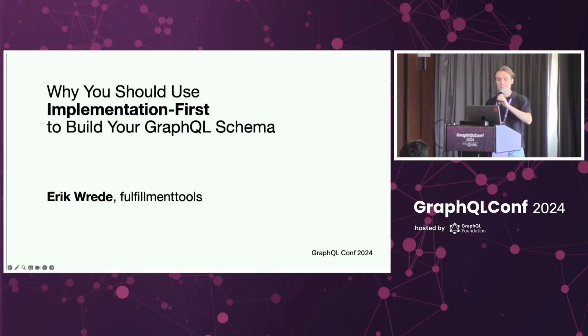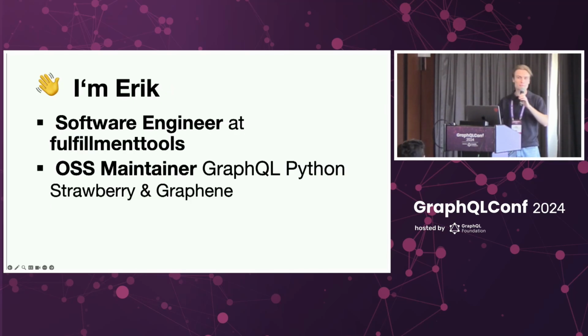So let me first say a few things about myself. My name's Erik. I'm a software engineer at a company called fulfillmenttools, and I'm an open source maintainer in my free time. I work mainly in the GraphQL Python ecosystem. I joined the Graphene maintainer team a couple of years back, and since the beginning of this year, I've been part of the Strawberry core dev team maintaining Strawberry, which is an implementation-first GraphQL library for Python.